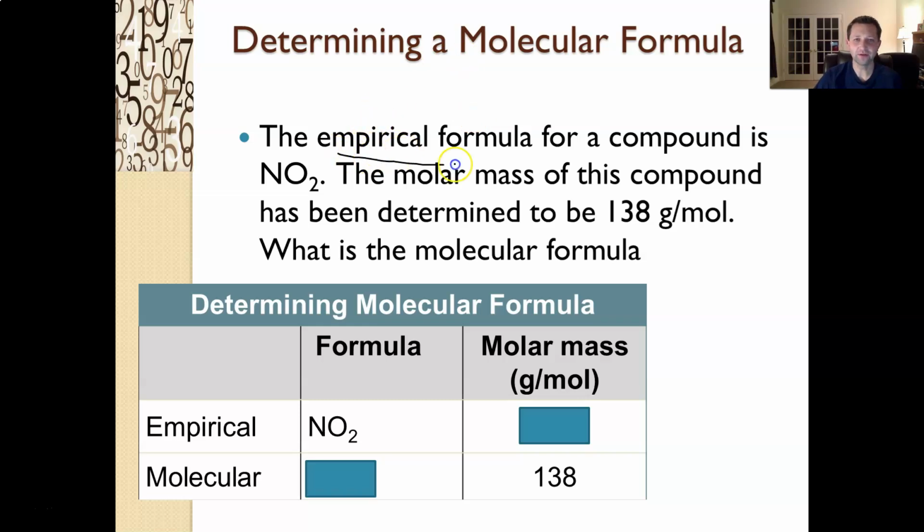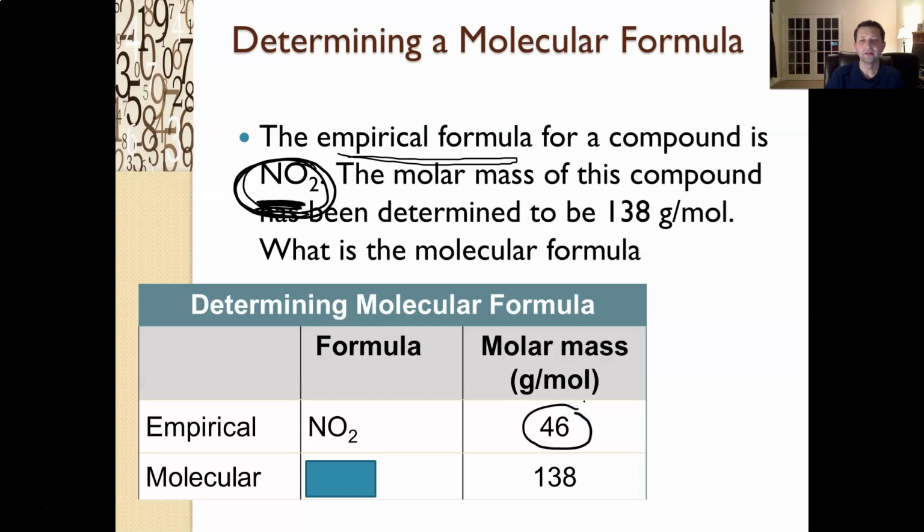The empirical formula, the lowest whole number ratio, is NO2. The molar mass, though, is 138. What's the molecular formula? Okay, here's how you figure these out. If you have the empirical formula, NO2, you want to figure out what is the molar mass of that. What's the molar mass of my empirical formula? So I have this chart down here. My formula is NO2. My molar mass is 46 grams per mole.